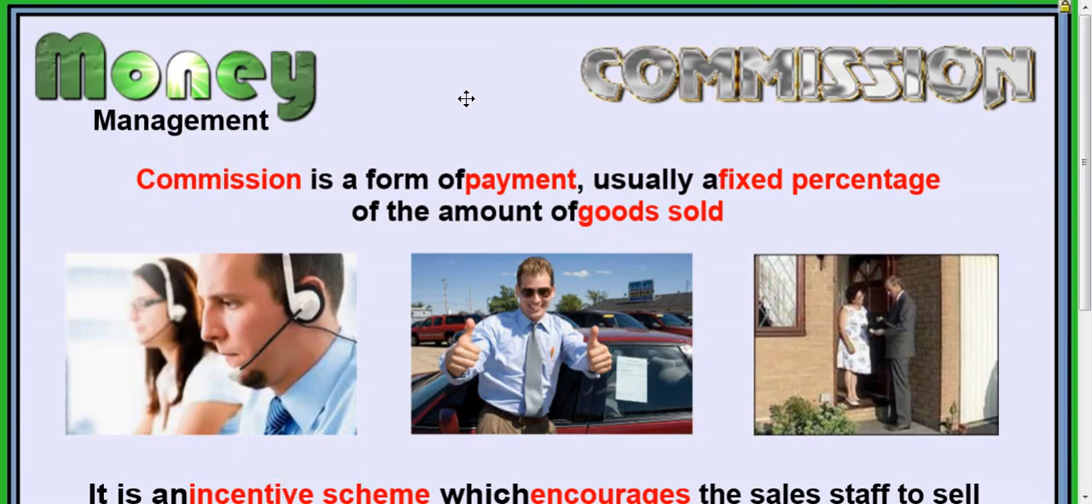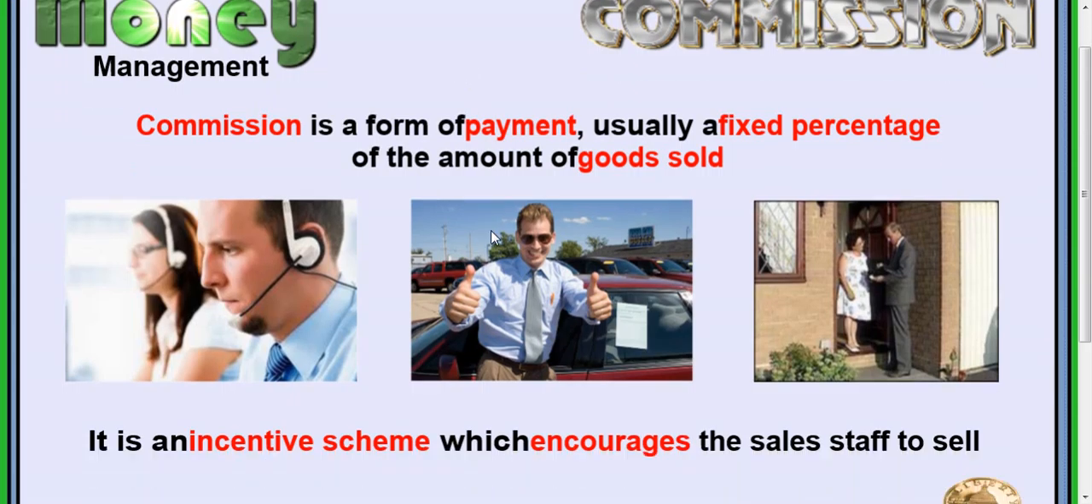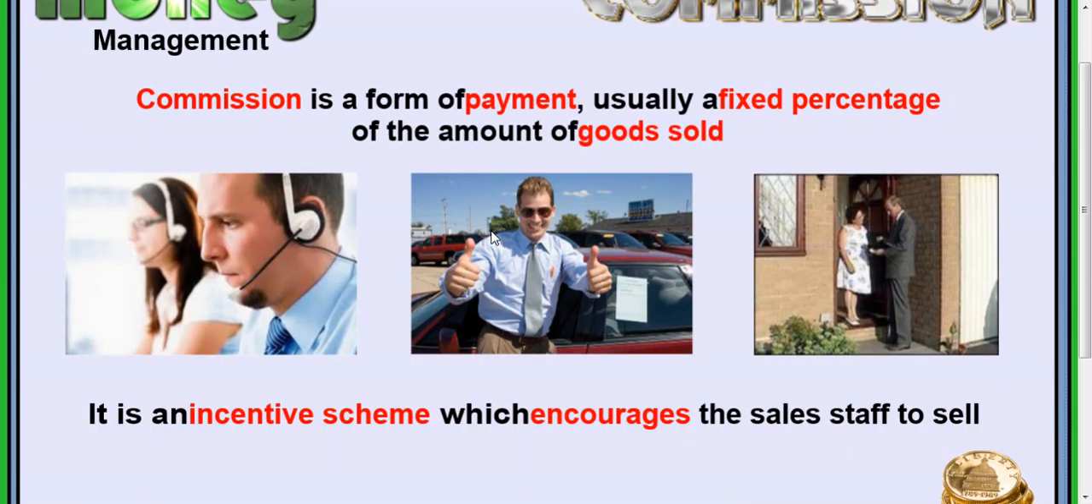In this lesson we're going to look at commission and how to calculate it. Now, commission is usually a payment applied to salespeople. So you get a fixed percentage of the amount you sell, and that usually gets added on to your normal salary. So it's basically an incentive scheme to make you sell more, for the company to get more out of you basically.